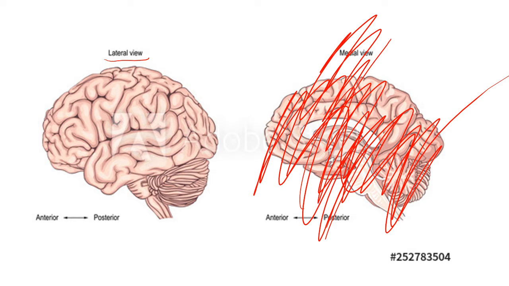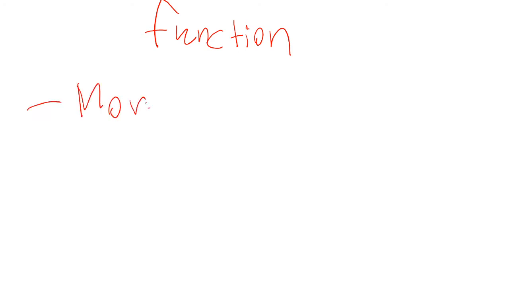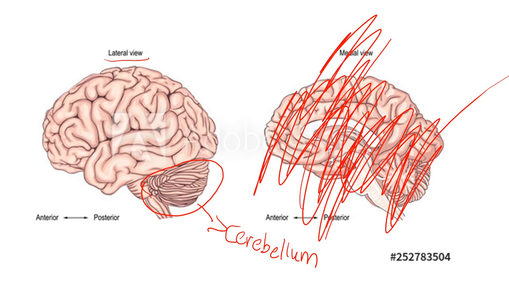So your cerebellum is this thing right over here, and I'll just circle it so you can see, and that is your cerebellum. Now your cerebellum is very useful when it comes to body movement. When we're talking about the functions of the cerebellum, it's just always about movement. The main part of the cerebellum is just movement, remembering moves.